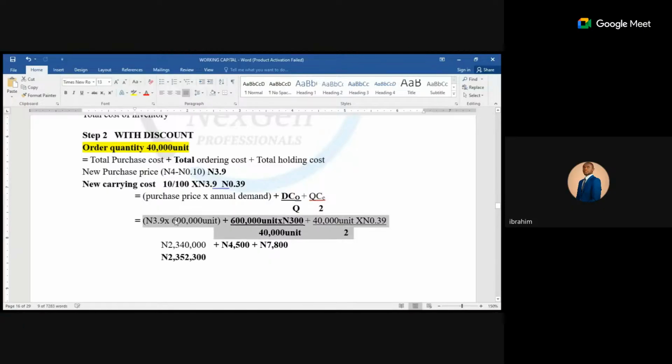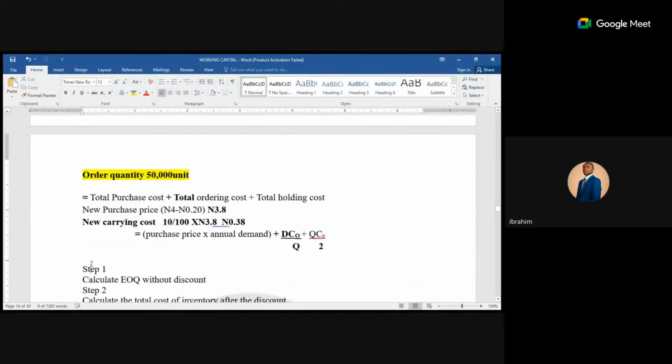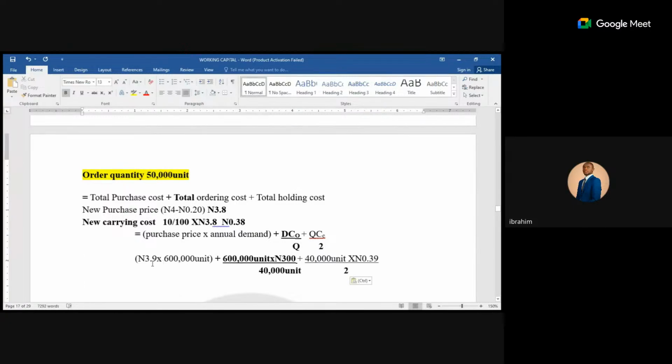With discounts. You should not forget that the quantity here under with discount is your order quantity. The Q is the order quantity with discounts. So the new purchase price is 3.8. The 300 still remains 300. As the ordering cost, the quantity will change to 50. Then the new carrying cost is 3.8.